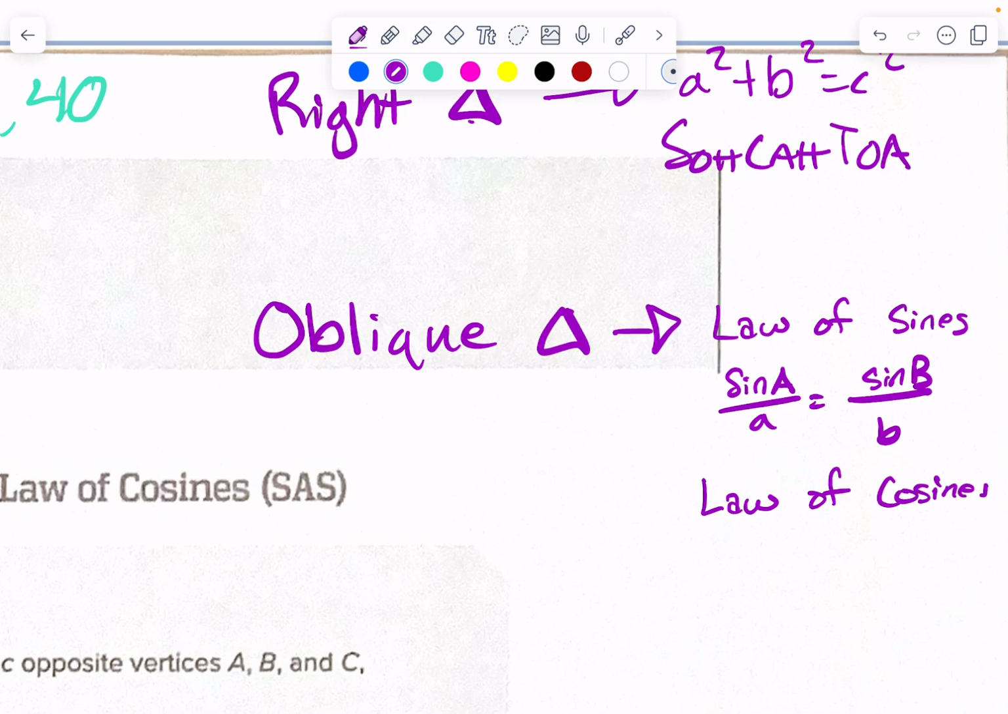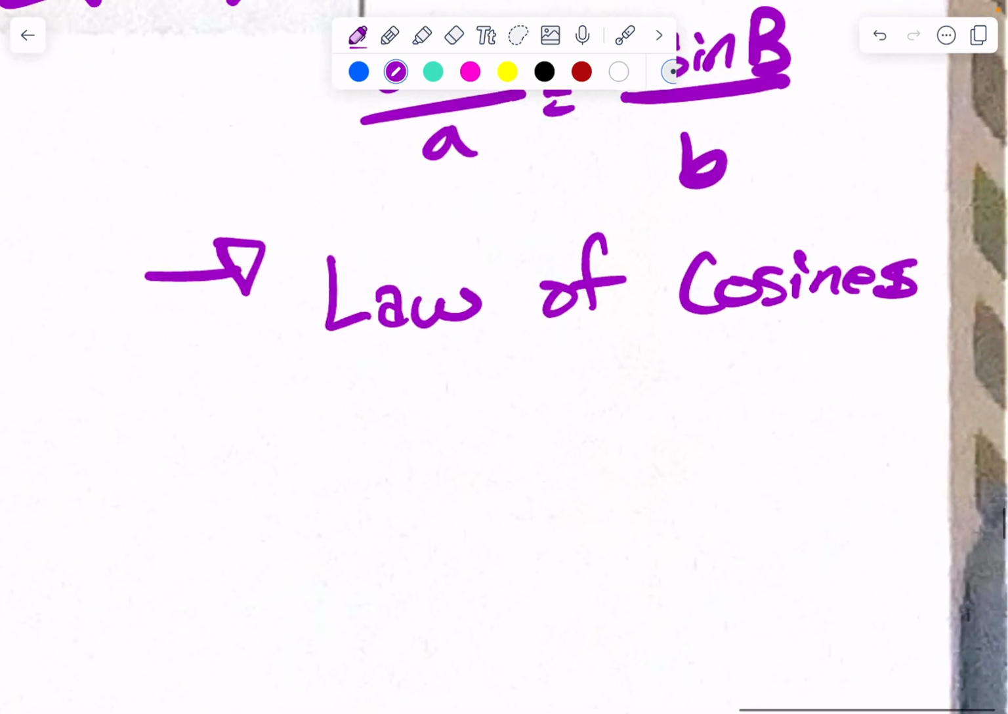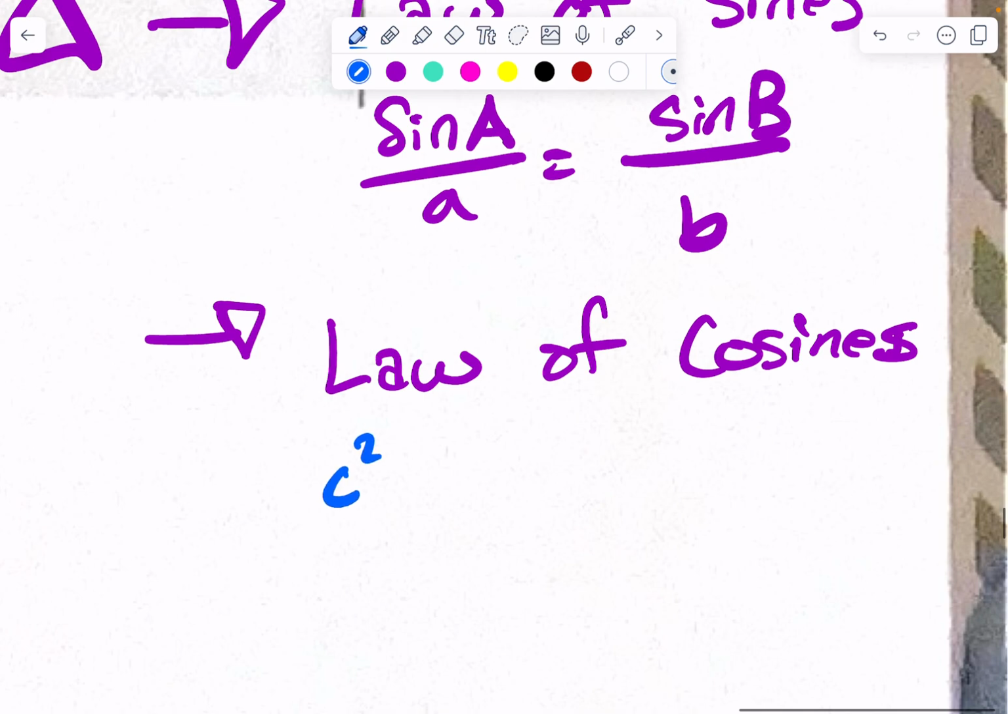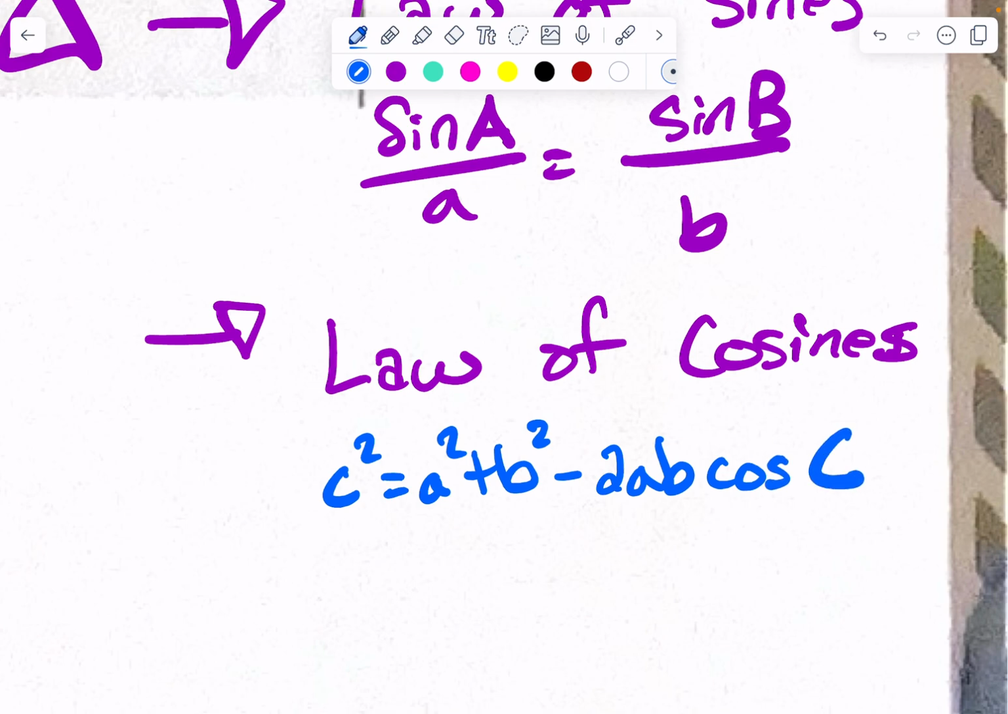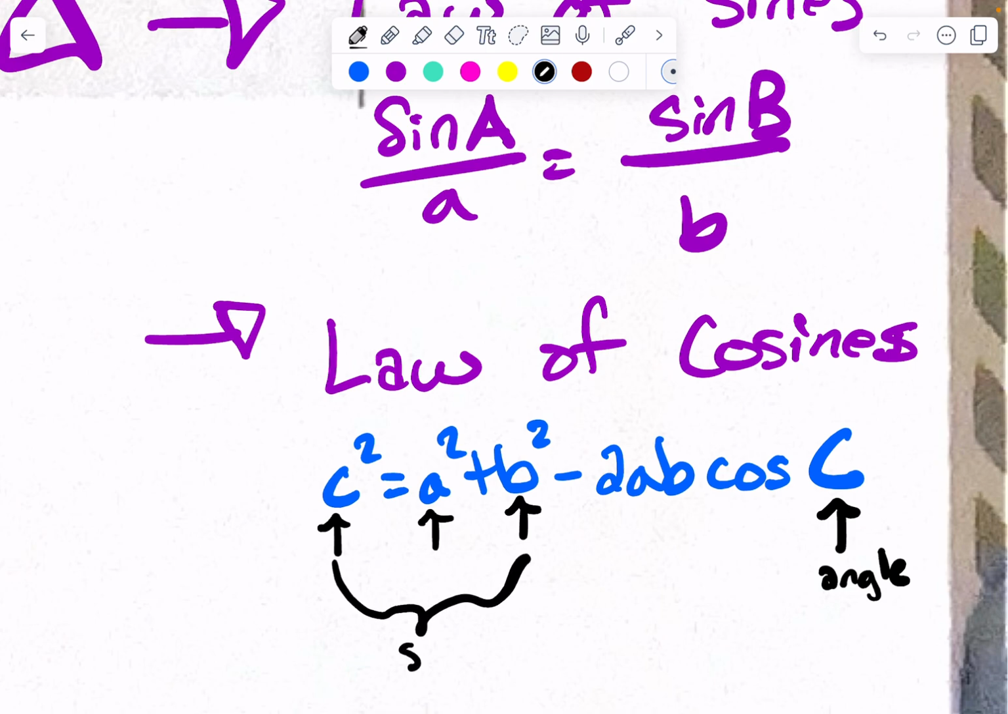The law of cosines is pretty straightforward. It says c squared equals a squared plus b squared, kind of like the Pythagorean theorem, but then it has minus 2ab cosine of capital C. So this capital C is an angle, and then we have lowercase c, lowercase a, lowercase b. All 3 of these are going to be sides.